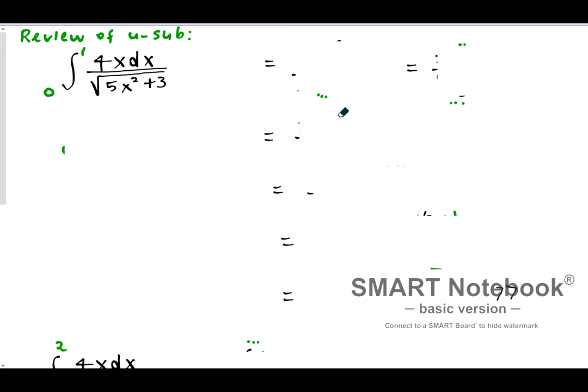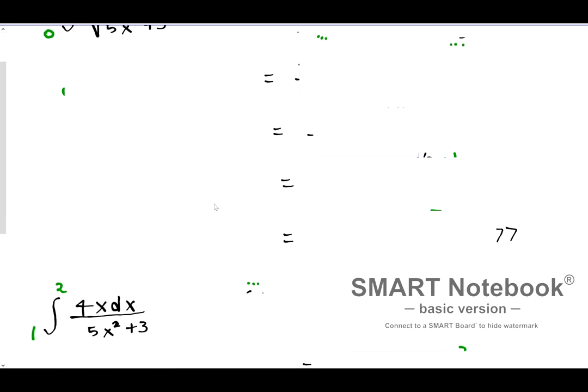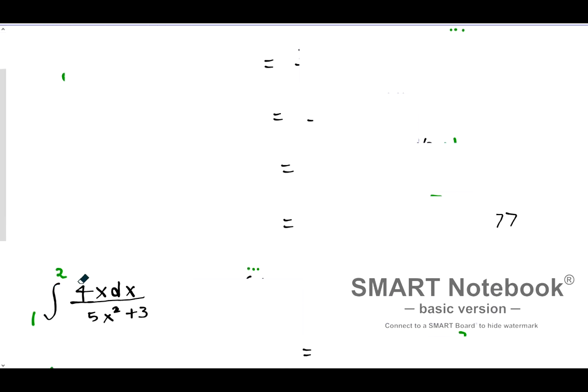One of them is the integral from 0 to 1 of 4x dx divided by the square root of 5x squared plus 3. And then the other one we're going to solve is the integral from 1 to 2 of 4x dx over 5x squared plus 3, no square root on the bottom.